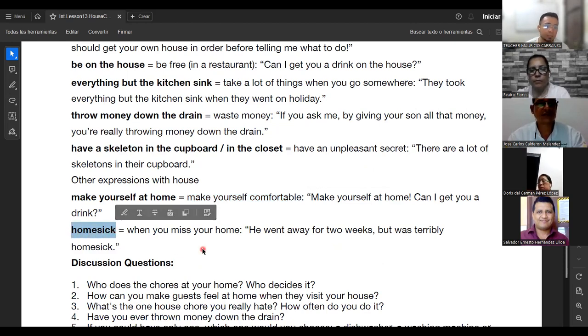Repeat, homesick. When you're homesick is when you are away. Imagine you go on vacation 2 weeks. After 3 or 4 days, you start missing home. That is to be homesick.